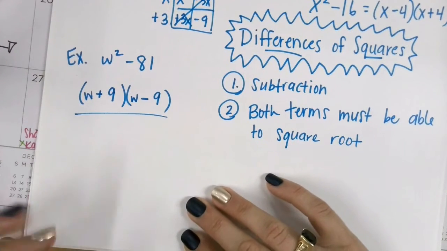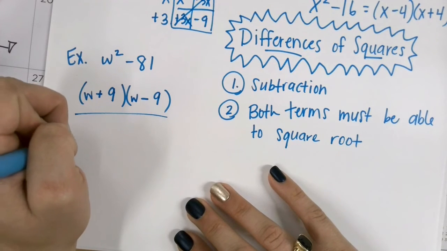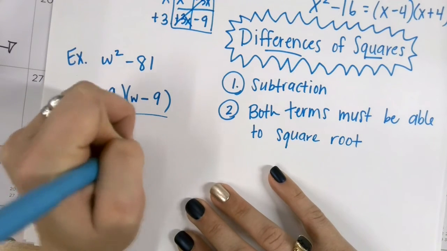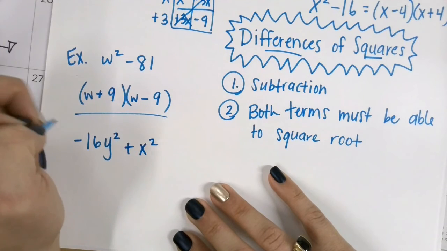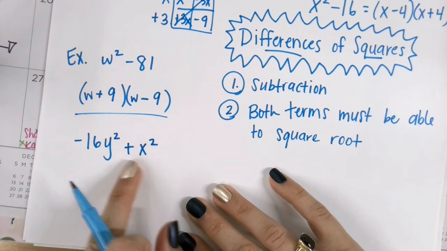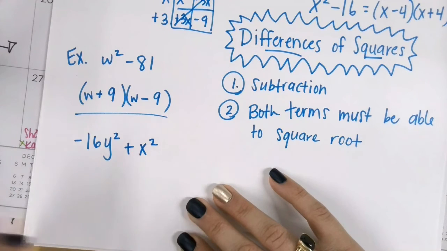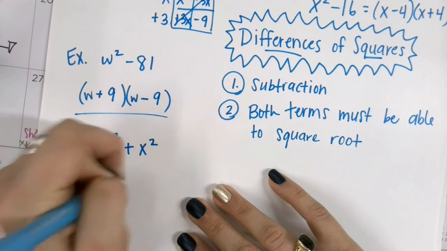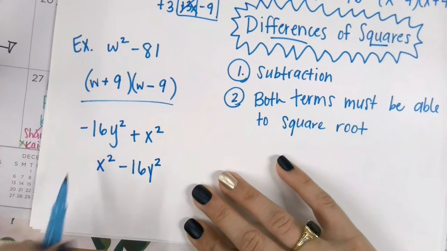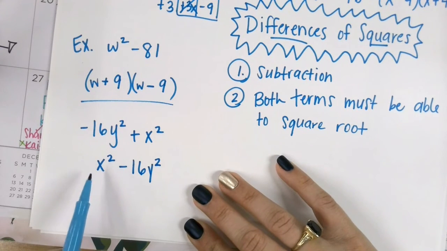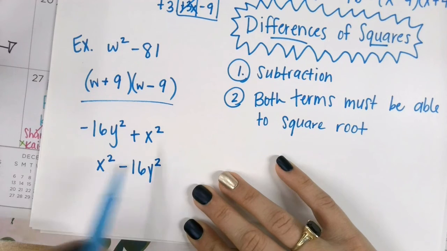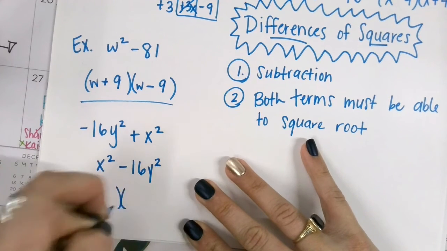Another example might be negative 16y squared plus x squared. Now you look at this and say, hey, I don't have a subtraction sign, it's a plus. But I could flip these because of the commutative property, and it becomes x squared minus 16y squared. So again, x squared is a perfect square. I've got my subtraction. 16 is a perfect square, and so is y squared. So I can write this out.